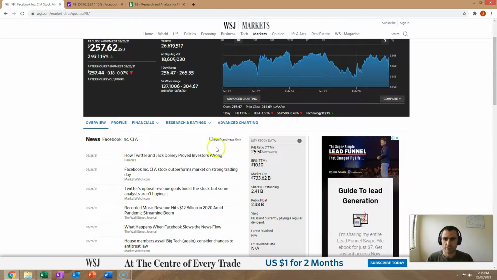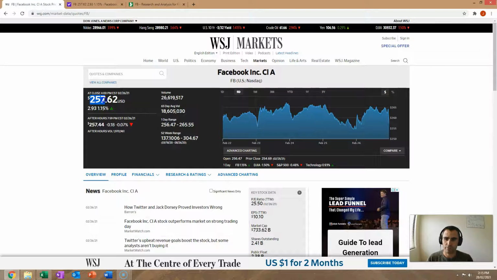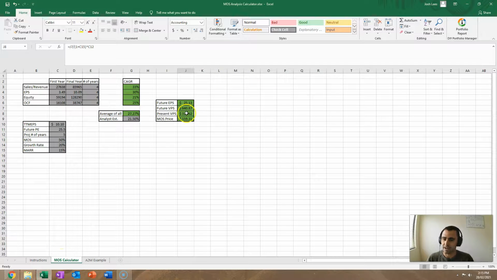Now, what is Facebook currently worth? Facebook's currently worth $257, but according to the numbers that we've input, $318 is a comfortable value for the company. Now, because of the margin of safety, as it's in the words, you're creating yourself a safety on the price that you're buying. You don't want to buy the company at $159.